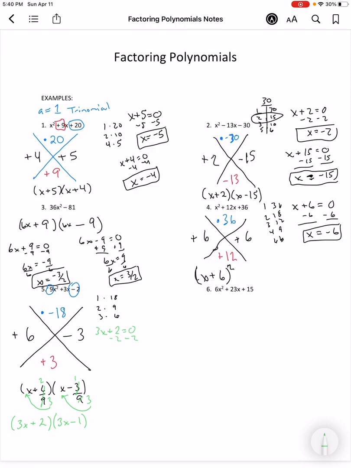Subtract 2 from both sides. Again, I'm just solving for x by getting everything away from x. So 3x equals a negative 2, divide by 3. So x would be a negative 2/3. That's one solution. Then I would go back and say, okay, 3x minus 1 equals 0. Add 1 to both sides. So 3x equals 1, divide by 3. So x equals 1/3. So my two solutions would be negative 2/3 and a positive 1/3.